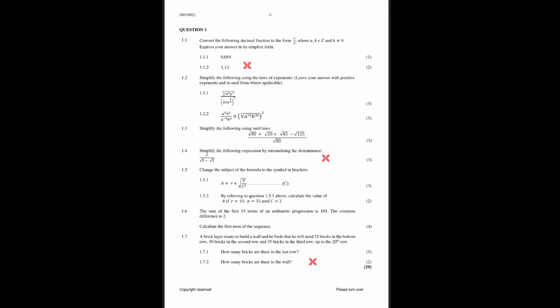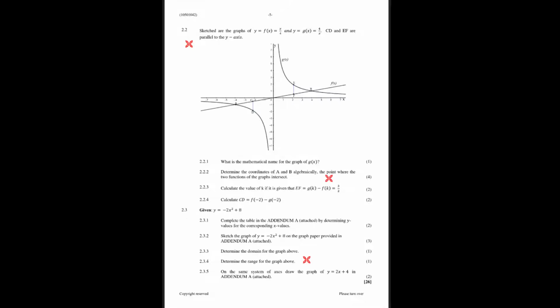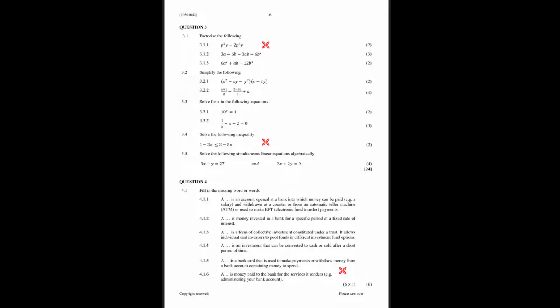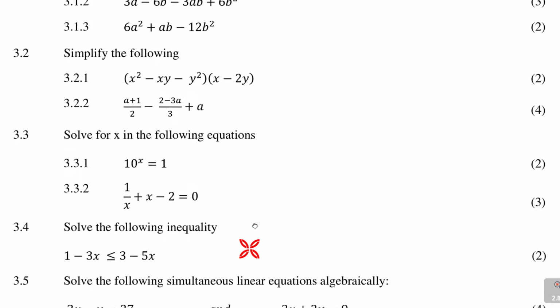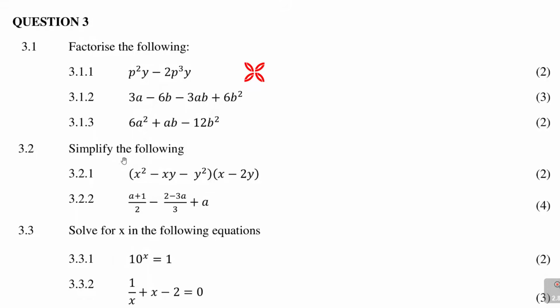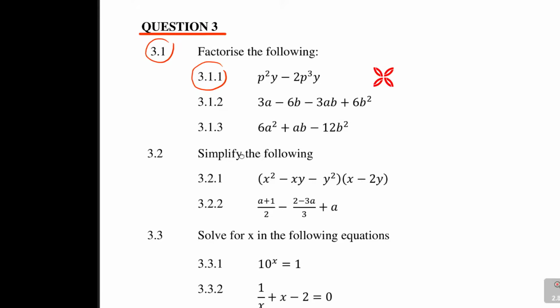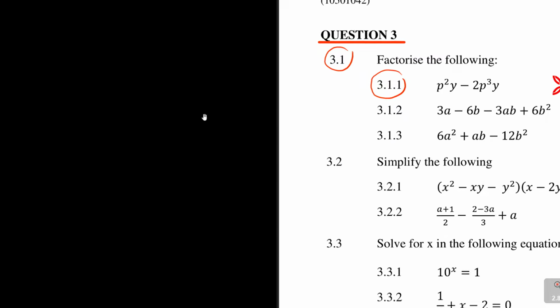So as I said, we have done the first question and the second question. Now let us look at the third question, and mainly it's algebra, and the third question is out of 24 marks. So let's look at question number 3, and the first question here is 3.1, and it says factorize the following, that is 3.1.1. This is 2 marks. So if I can write this, what we have here is p squared y minus 2p cubed y.